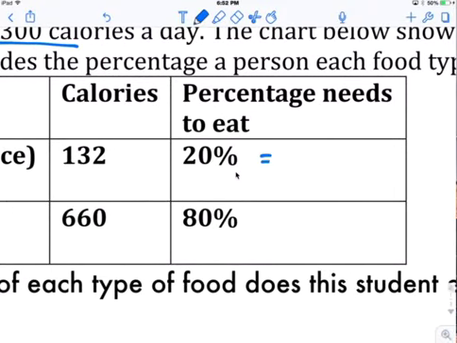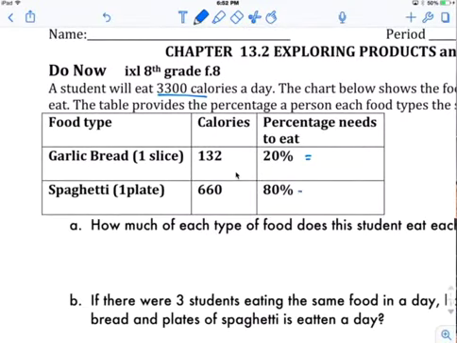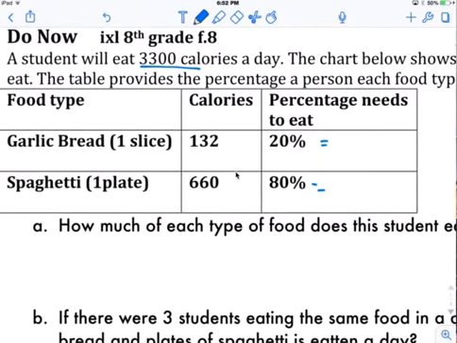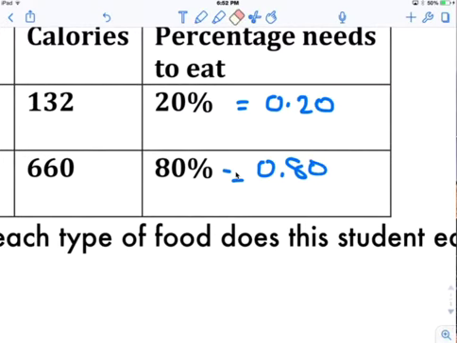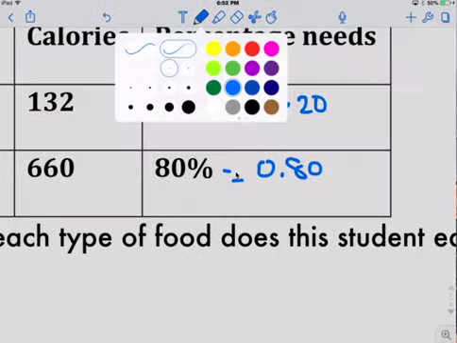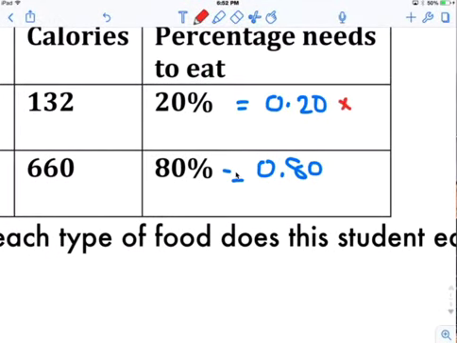Then spaghetti plates. Make both into decimals, so you get 0.2 and 0.8. You don't need to put the 0 at the end, but if you want to, it helps you understand better, which is perfectly fine with me. Times 100, times 100.